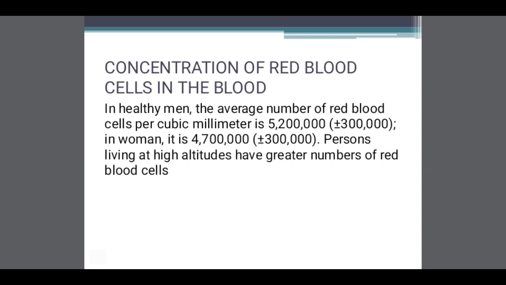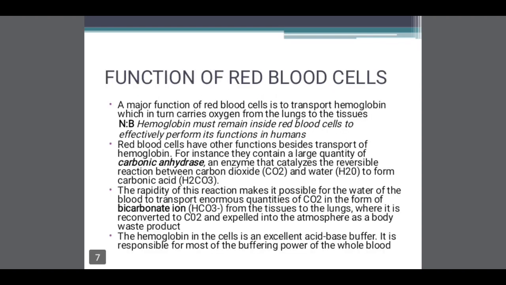Let's also look at the concentration of red blood cells in blood. It's very important we also note these figures. In healthy men, the average number of red blood cells per cubic millimeter is 5.2 million, plus or minus 300,000. In women, it is about 4.7 million, plus or minus 300,000. Now, we also know that persons living at higher altitudes have a greater number of red blood cells. This relates to hypoxia, which we are going to be treating in subsequent videos, so let's not bother ourselves so much on that for now. But let's know that people living at high altitudes have a greater number of red blood cells.